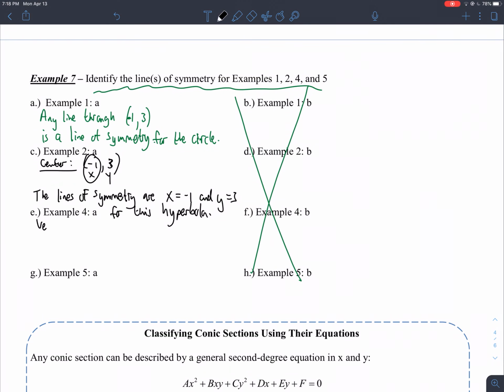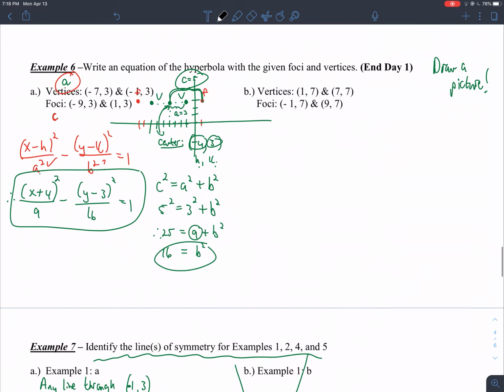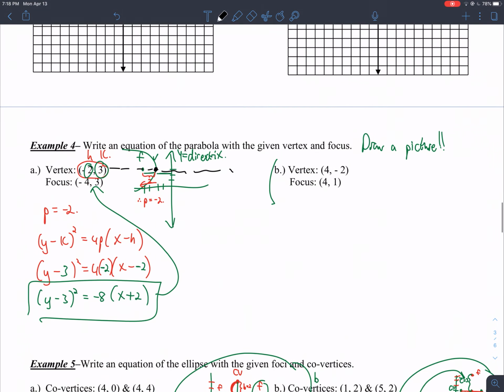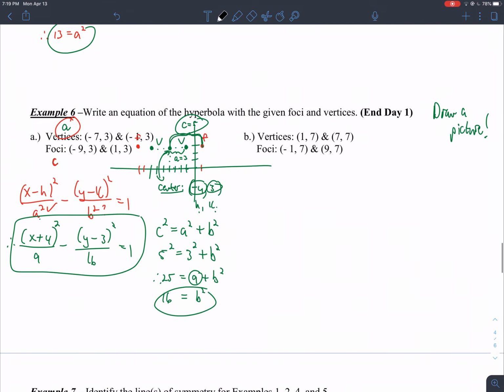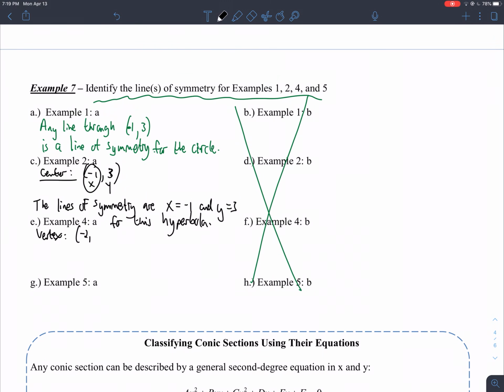So the vertex was at negative 2, 3. Okay? The vertex was at negative 2, 3, and it was a horizontal parabola, so the axis of symmetry is y equals 3 for this horizontal parabola. It's not too easy to see if you don't know if it's horizontal or vertical.